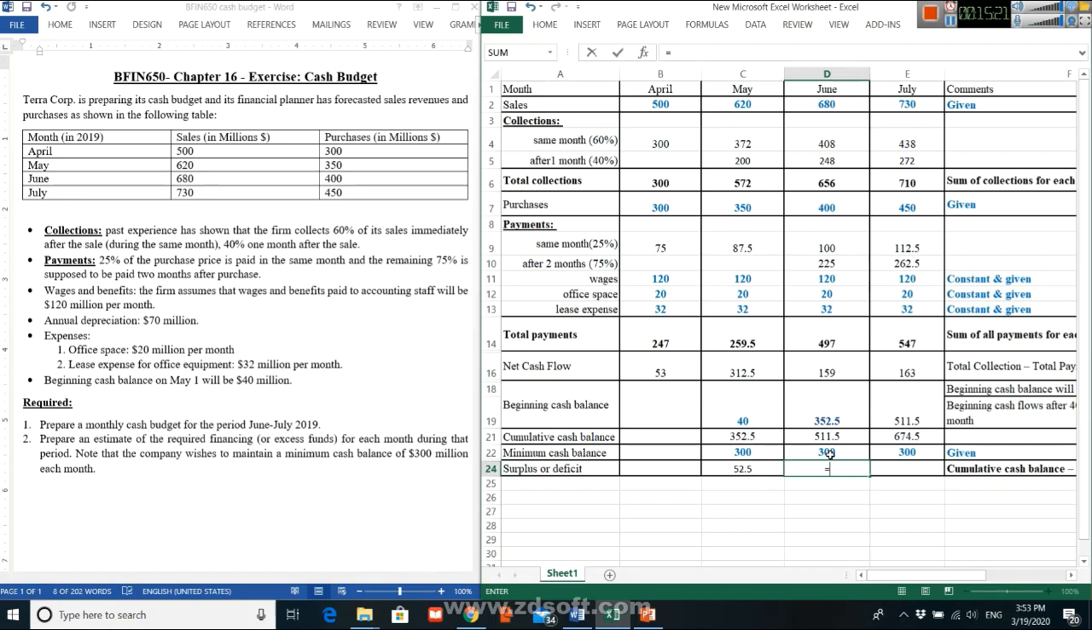In here, cumulative cash balance minus the minimum cash balance, so it is positive, also a surplus. Finally, the last one, cumulative cash balance minus the minimum cash balance, it is also a surplus. If the number was negative, it would be a deficit.